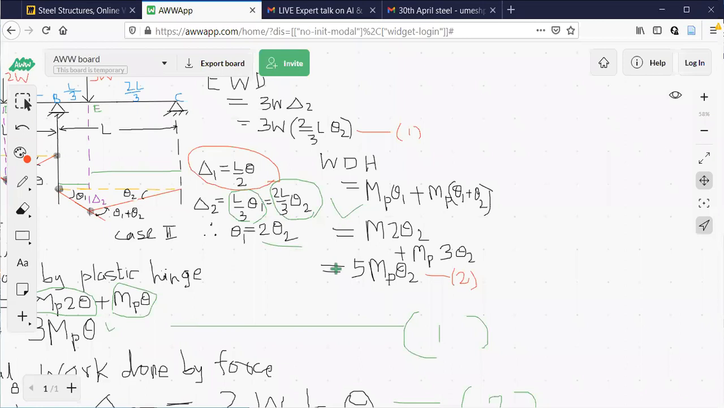You understood how to get it? How to solve this problem? Is it clear this one?